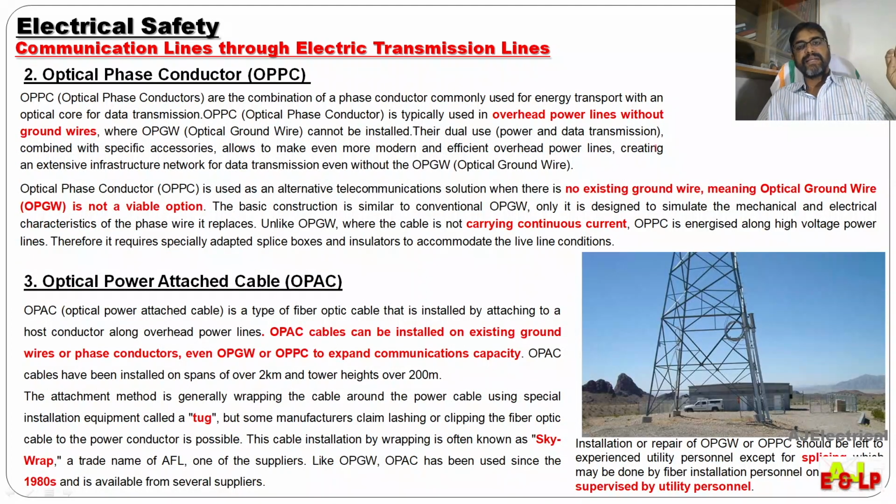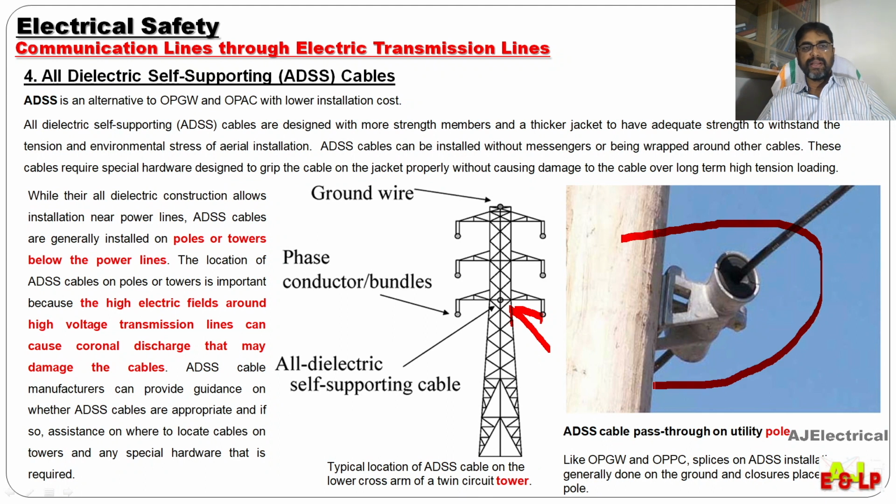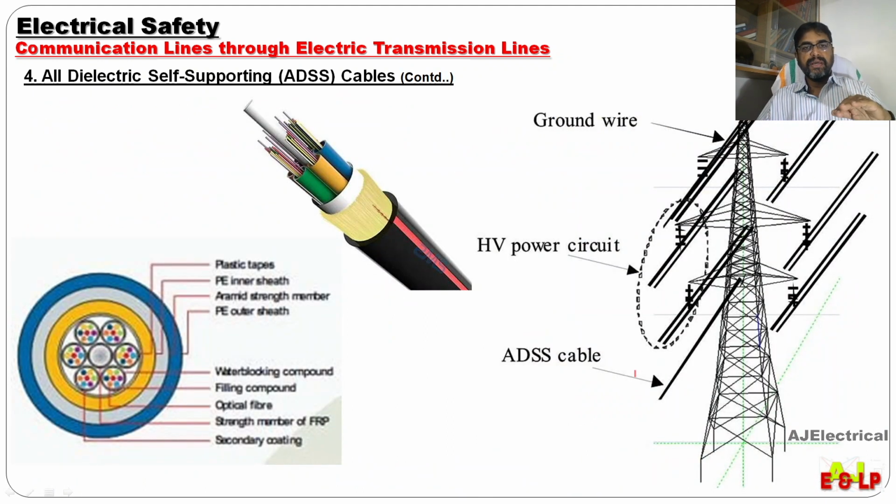Now optical phase conductor, OPPC. Just like OPGW, the phase conductor is replaced with OPPC, meaning the fiber is inside. Then OPLC also, just go through the text. Now you can see ADSS cables, and please note the location of the ADSS in the transmission tower. It is below the phase conductors. The clamping is also shown here. Just read that. The picture here is an ADSS cable, and the fibers are shown in cross section here.